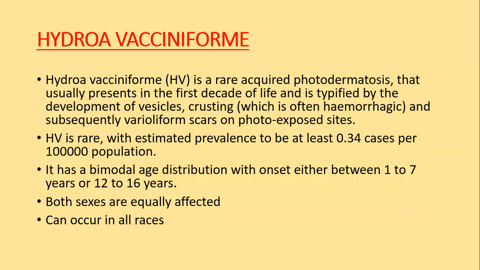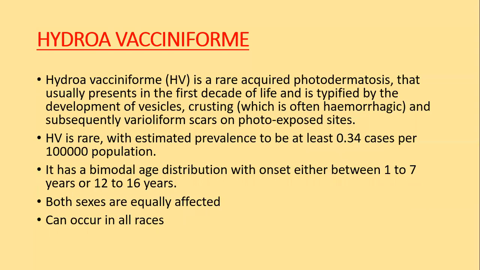So the sixth and the last of the primary immunological photosensitivity diseases is hydroa vacciniforme. It's a rare acquired photodermatitis that usually presents in the first decade of life and is typified by the development of vesicles, crusting, often hemorrhagic, and subsequent varioliform scars on photoexposed sites.